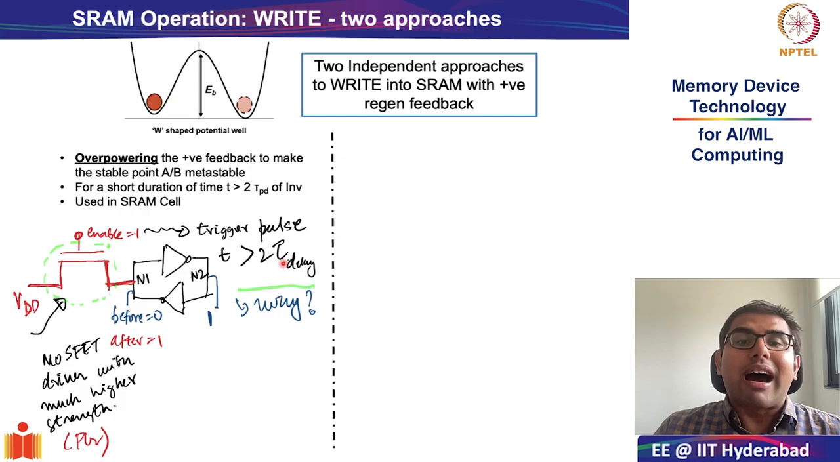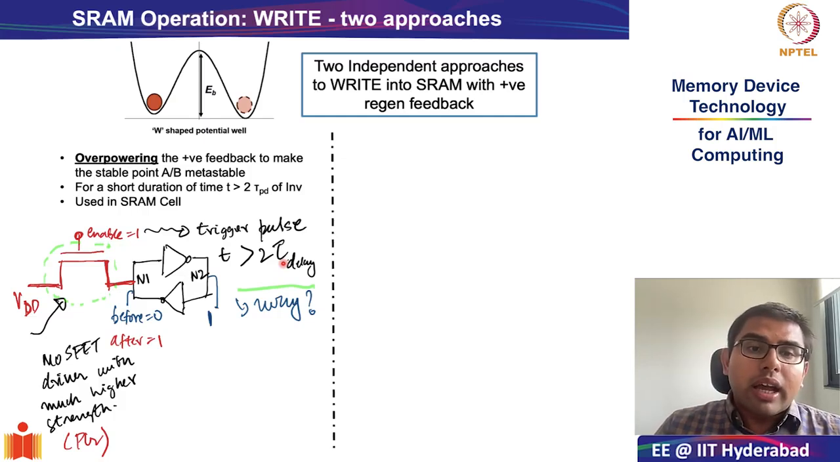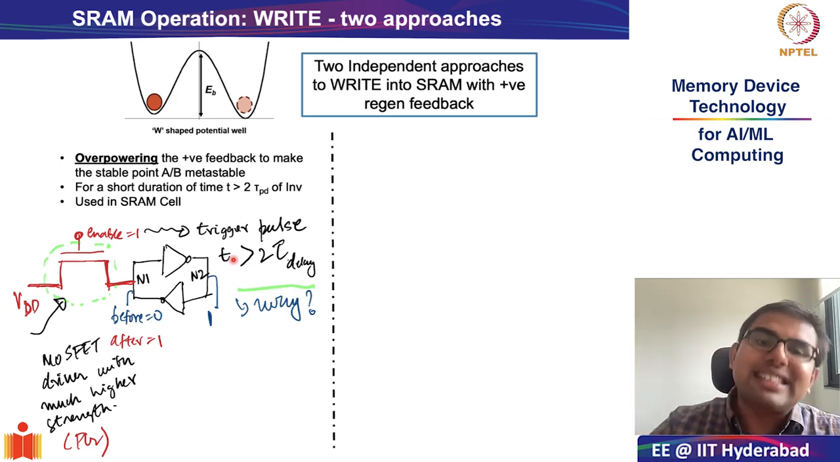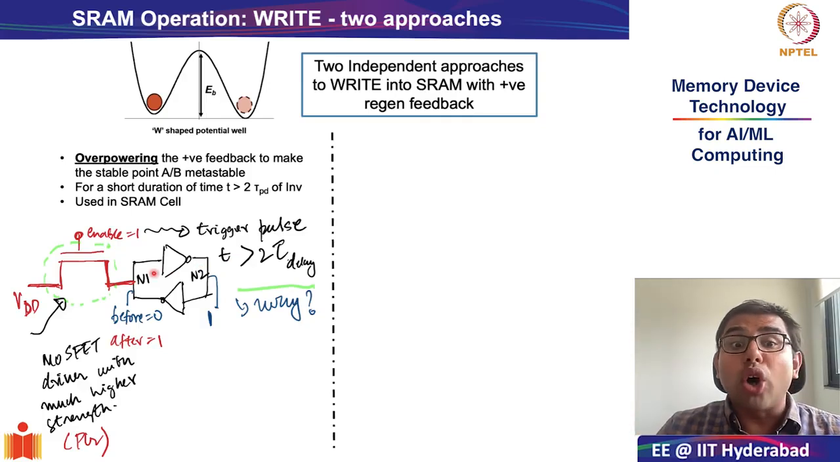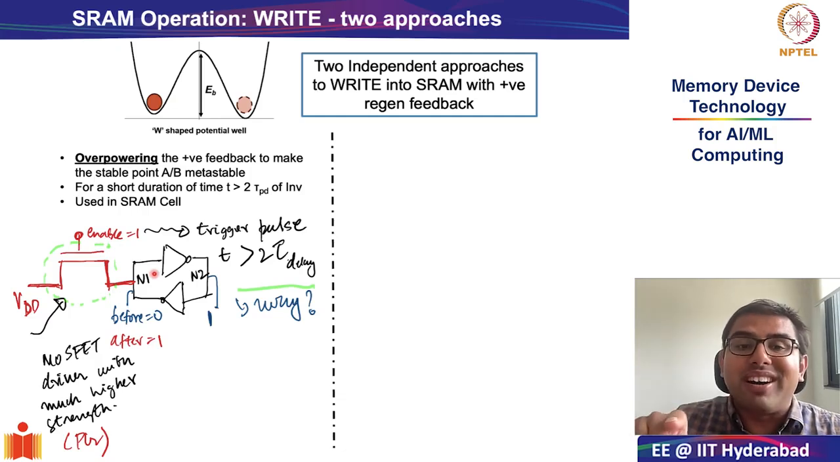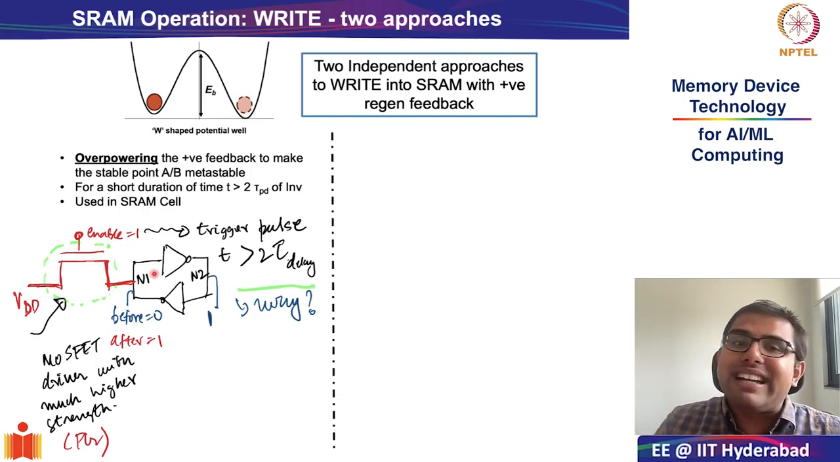So a single tau delay, as you know, a CMOS inverter has an intrinsic delay. 2 cross-coupled inverters will have an intrinsic delay of 2 times tau delay. So it makes sense that this trigger pulse where you are putting a strong VDD has to be more than 2 times the tau delay. Why should that be the case? Of course, if you apply the triggering pulse for less than 2 times the tau delay, it is obvious that the regenerative power of the cross-coupled inverter can take over.